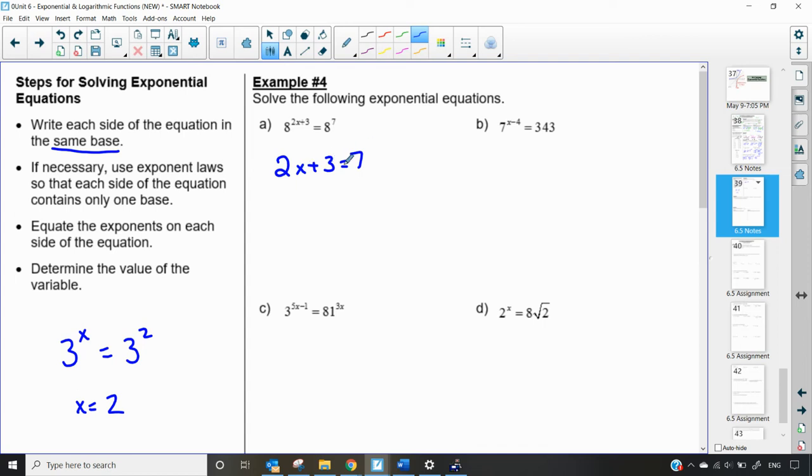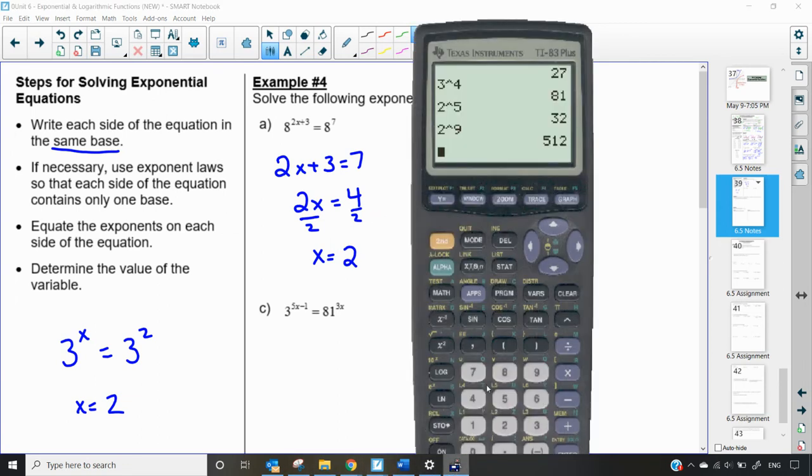So we have 2x plus 3 equals 7. Subtracting 3 from both sides gives me 2x equals 4. Dividing by 2 gives me x equals 2. Now we can check these on our calculator graphically.